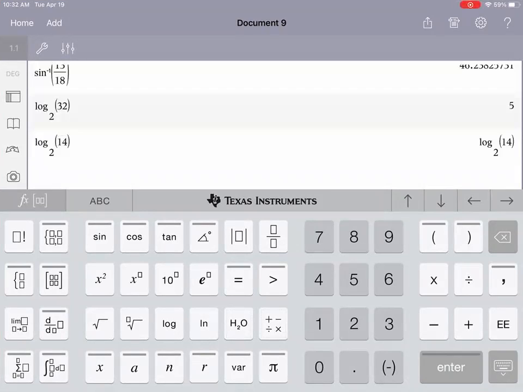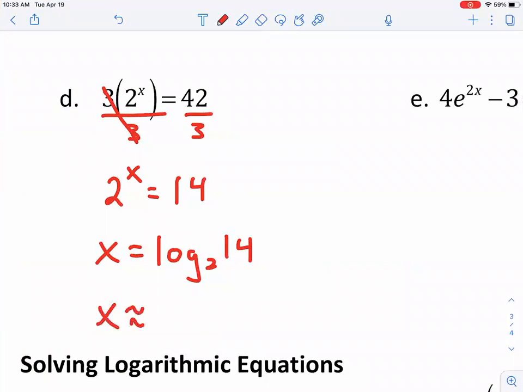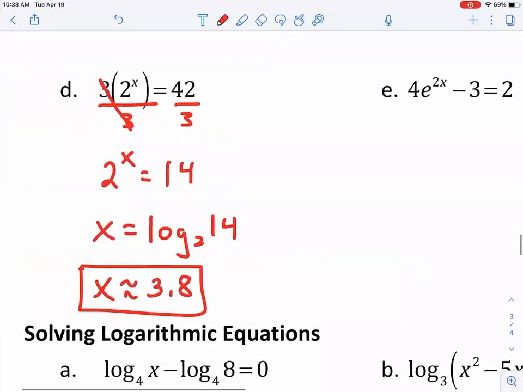Now notice if I hit enter, it pulls up the same thing because that actually is our exact answer. I need to hold the enter button down and get the squiggles to get a decimal approximation. It is approximately 3.8, which is good. I remember we knew it was between 3 and 4, right? So x is approximately 3.8. So the logs help us solve these problems where we don't have real nice numbers. That's kind of why we need them.